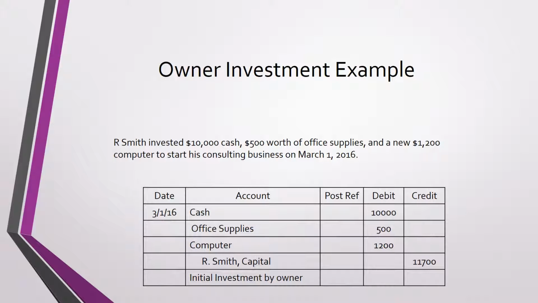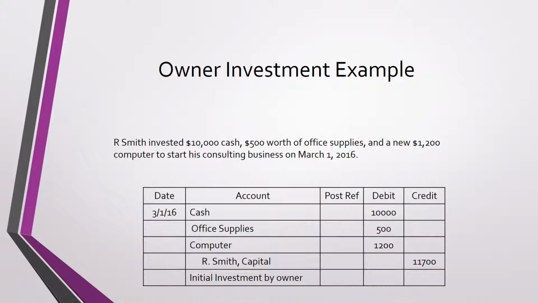In this example, R. Smith invested $10,000 cash, $500 worth of office supplies, and a new $1,200 computer to start his consulting business on March 1st, 2016. We first enter the date, March 1st, 2016. We then debit the assets which were contributed to the business: cash for $10,000, office supplies of $500, and the computer for $1,200.